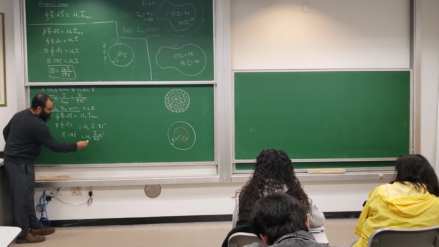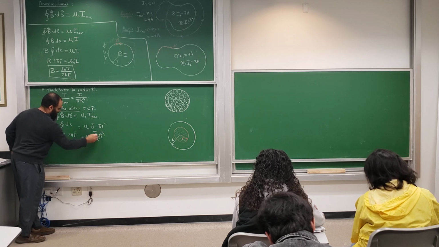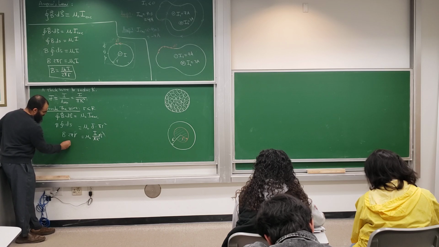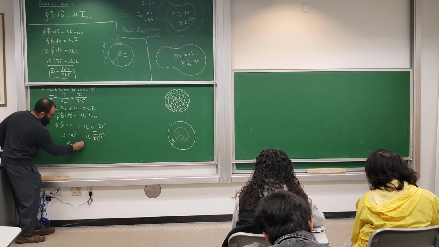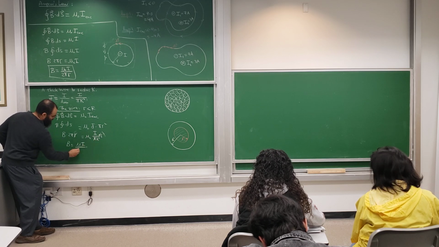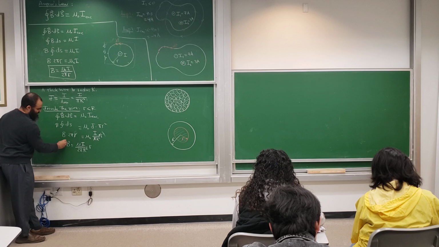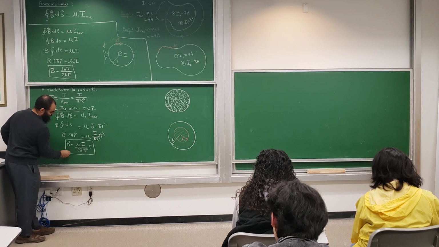So now, one of these r's cancels, and you get B equal to mu naught times I over 2 pi capital R squared, times little r. That's inside the wire.